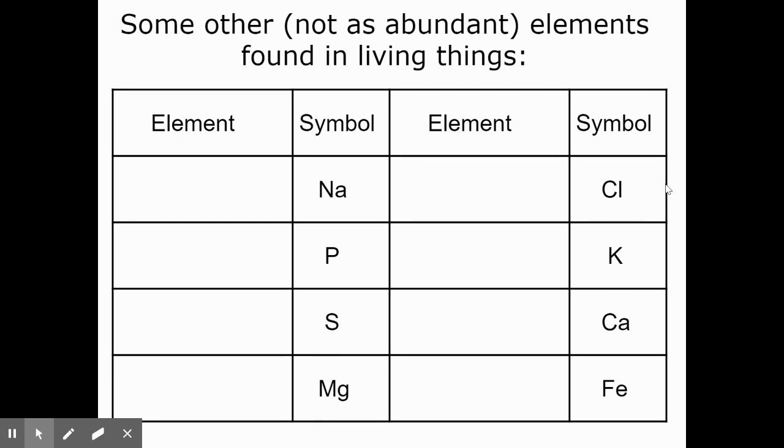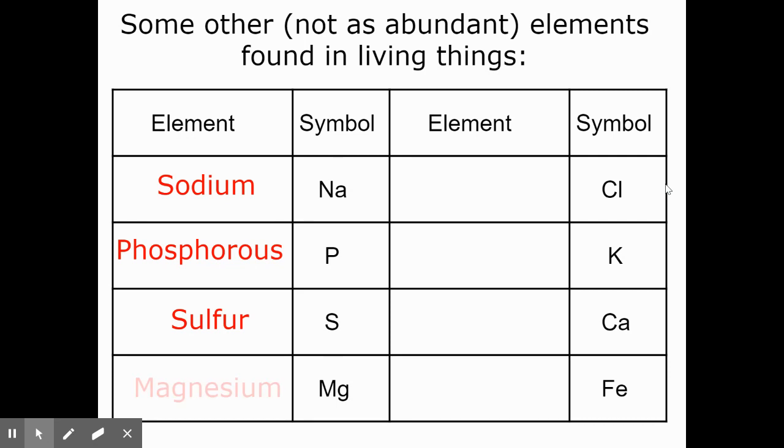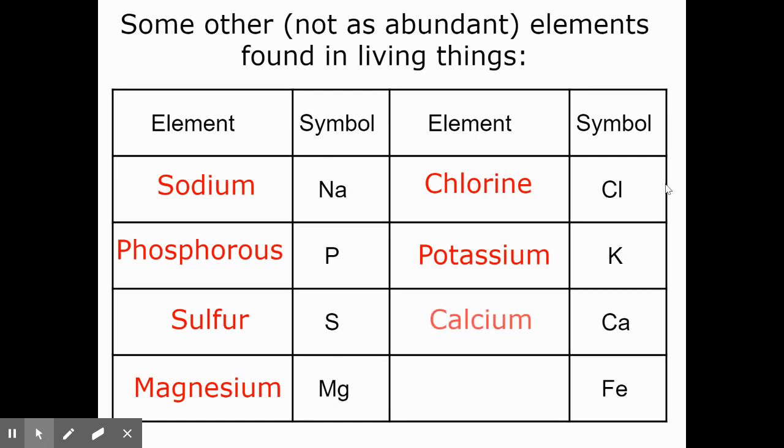All right, the symbol Na, that's the symbol for sodium. P is phosphorus. S is sulfur. Mg is magnesium. Cl is chlorine. K is potassium. And these letters all come from Latin, ancient Latin. Right? Ca is calcium, and Fe is iron. Right? These are also found in living things. They're just not quite as abundant as HONC.